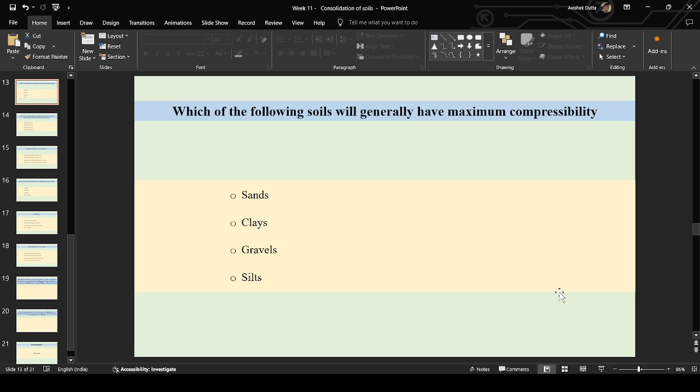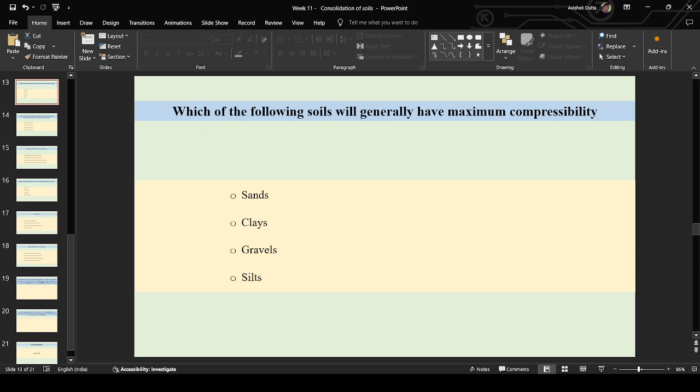I repeat the question. Which of the following soils will generally have maximum compressibility? First option is sands. Second option, clays. Third option, gravels. And last option is silts. Okay. Next question.